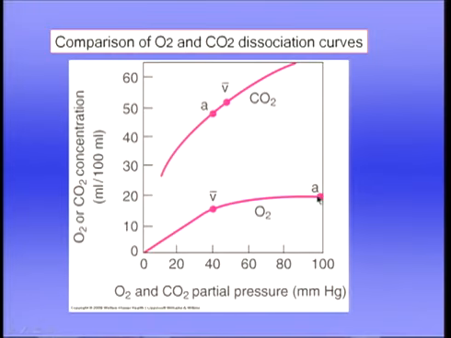In oxygen, you've got an arterial PO2 of about 100, mixed venous PO2 of about 40. By contrast, for CO2, the arterial PCO2 is about 40, and the mixed venous PCO2 is about 47. So there's a very small arterial venous difference for PCO2.